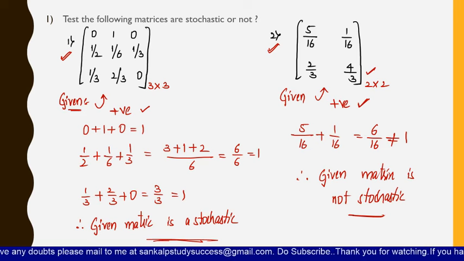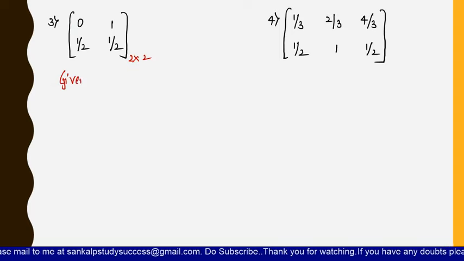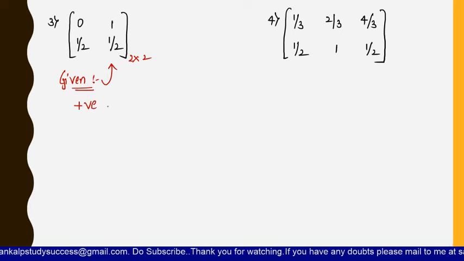So now coming to the next question, the third matrix is also a 2 by 2 matrix. First let us write the given data, which is a 2 by 2 matrix. You need to write the given matrix as well. Now all the elements present in the matrix are positive elements. The first condition is satisfied.